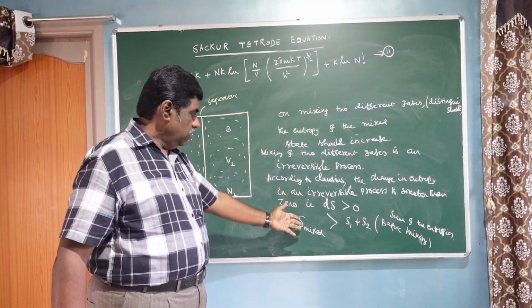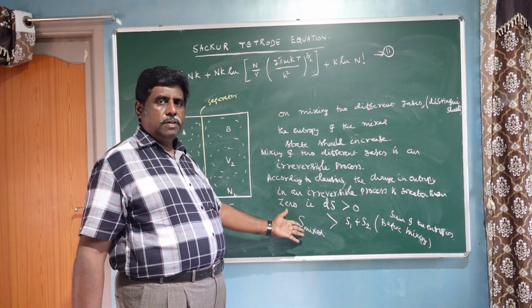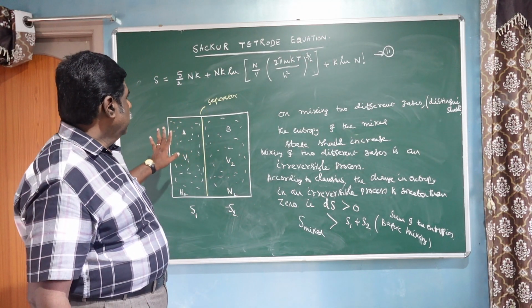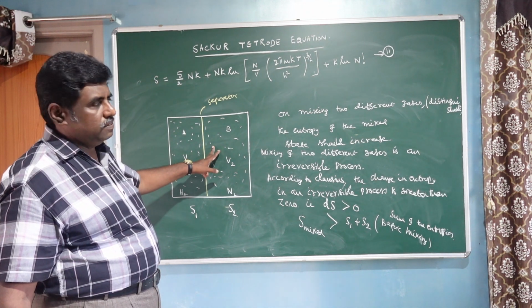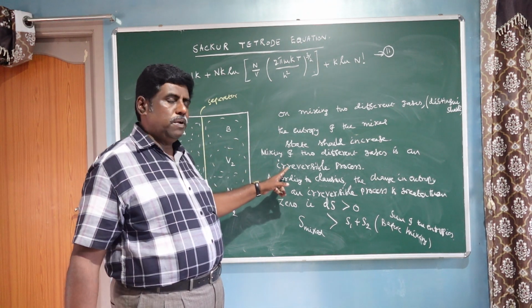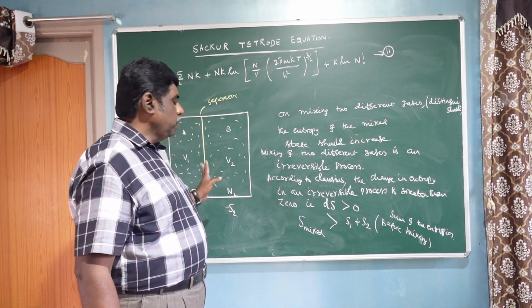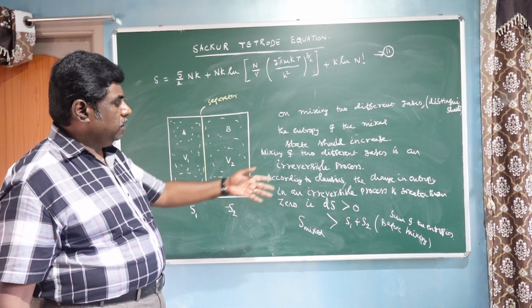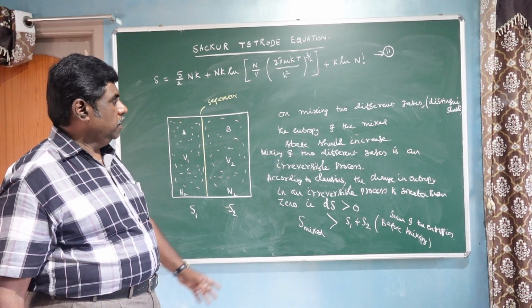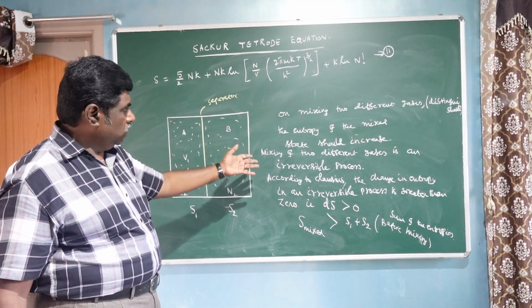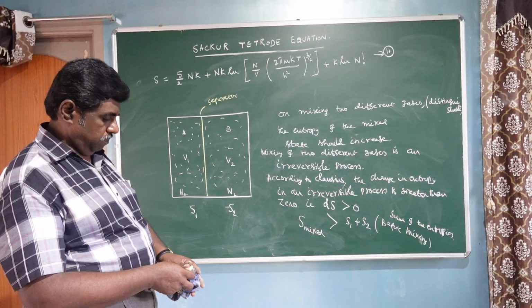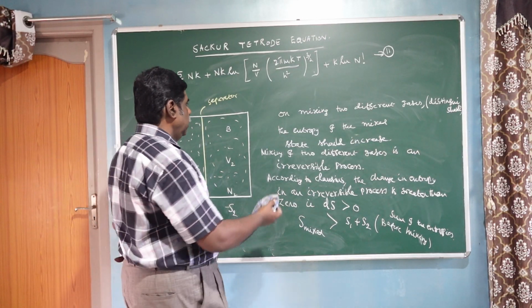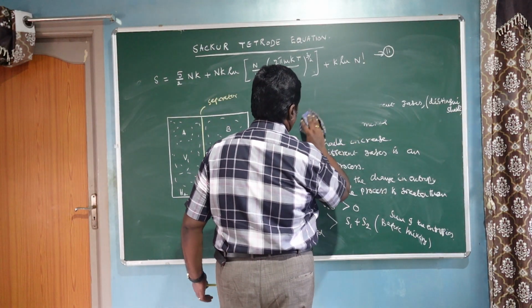If you use this Sackur Tetrode equation also, it gives the same result. There is no problem in this case. That means mixing of two different gases is an irreversible process. The entropy of the mixed state should be greater than the sum of the entropies before mixing. This is a general rule. That rule is satisfied by the Sackur Tetrode equation. Now we may go to the second case.